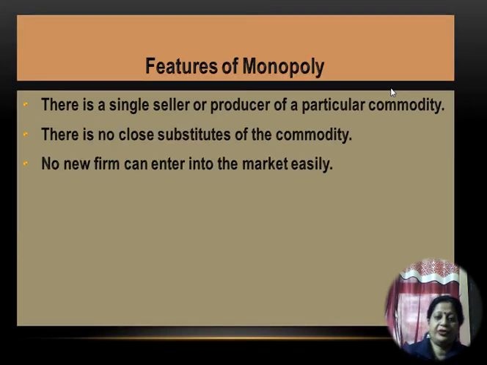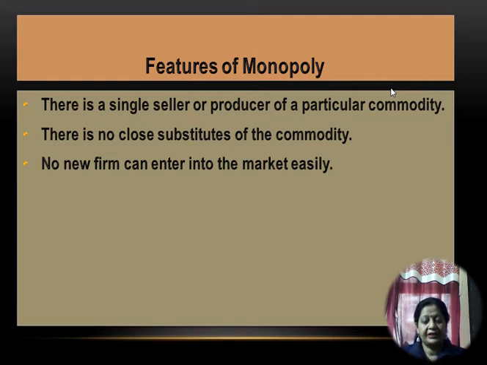Features of monopoly. Now, what are the factors that help in making the market a monopoly market? That is, there is a single seller or producer of a particular commodity. There are no close substitutes of the commodity, and no new firm can enter the market easily. So these are the three essential elements which make the market a monopoly.